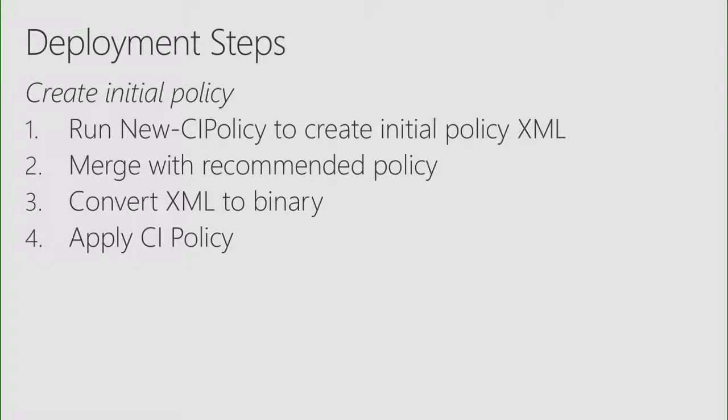So the deployment steps, in short: first you run the scan. Be aware the scan might take a long time because it will be scanning each and every binary on your system to ensure that it is added to the CI policy. And then you merge the XML that you get with the CI policy that is provided by Microsoft with its recommended deny applications. So that creates something that you can start using. Then you convert it to a binary, and then you apply it.